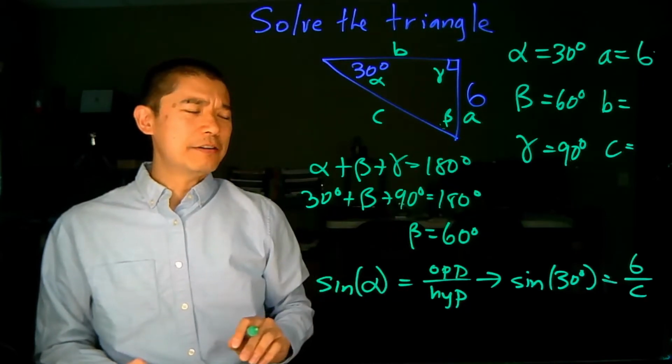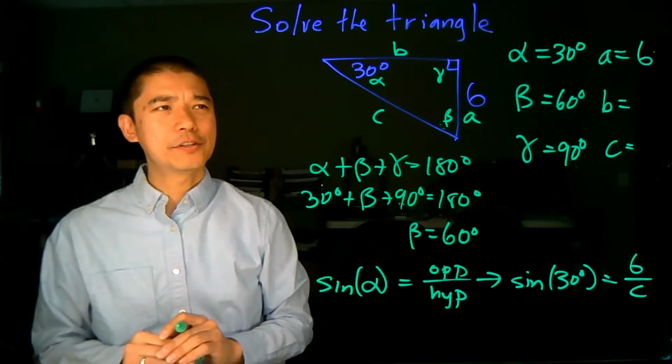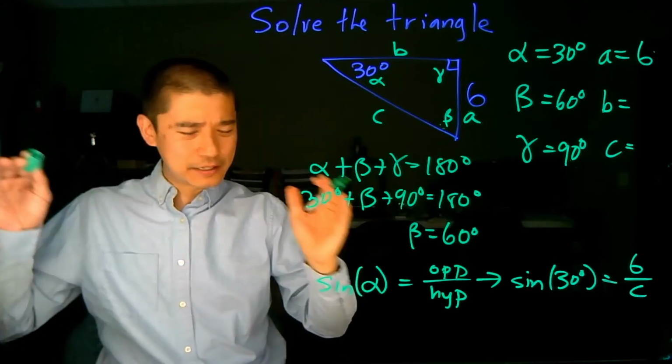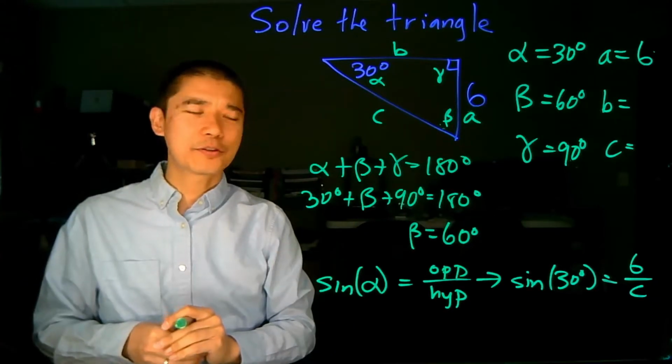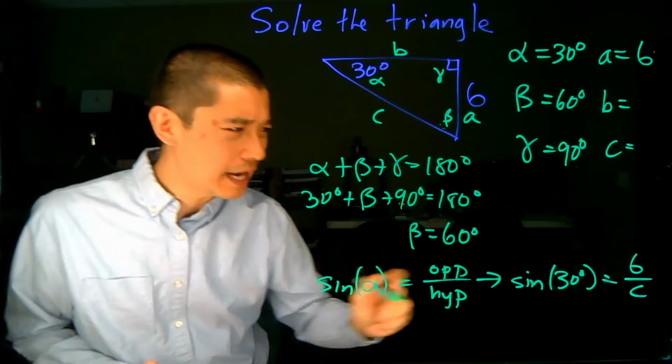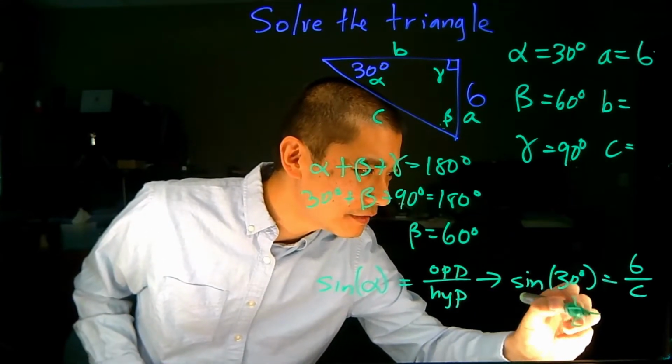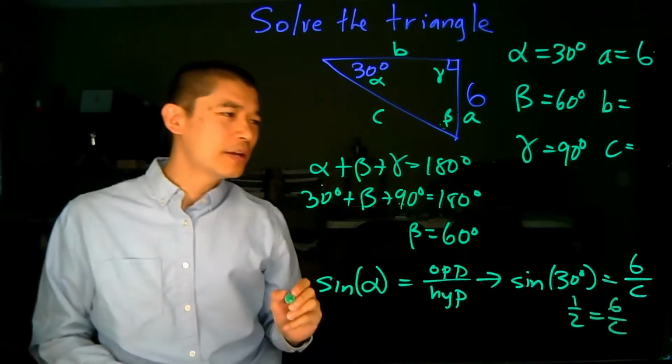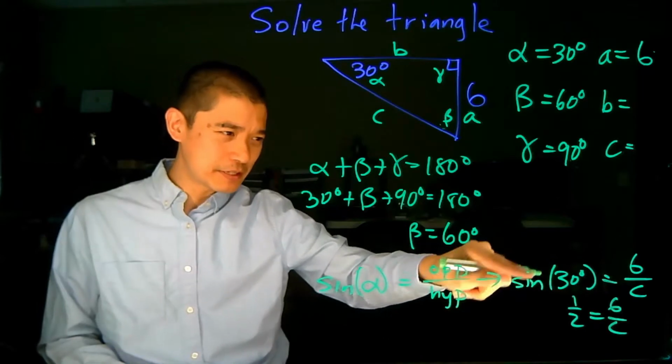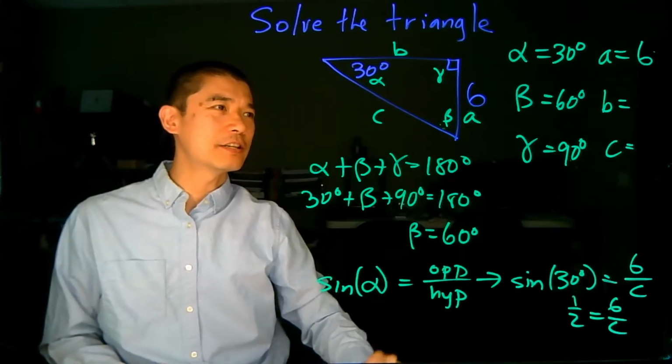From this, we now need to think, well, what is sine of 30 degrees? You have to go back and think about the chart of values from the unit circle. Sine of 30 degrees is 1/2. So 1/2 is equal to 6 over C. And if we solve for c, we multiply both sides by c, multiply both sides by 2, we get c is equal to 12.